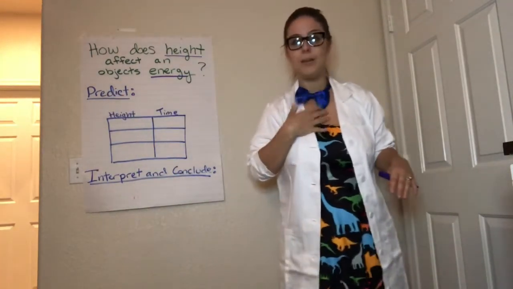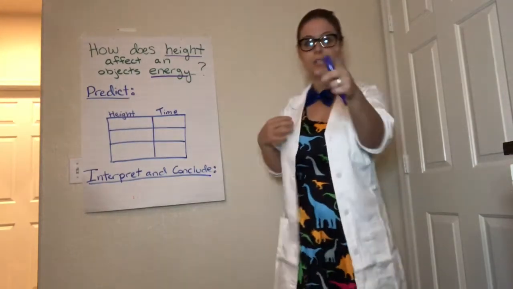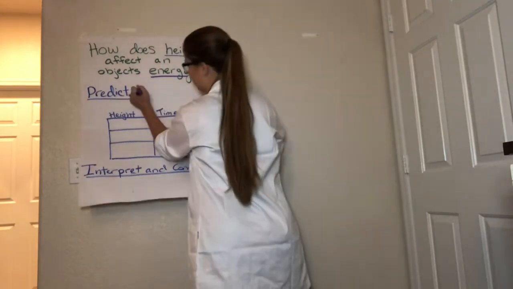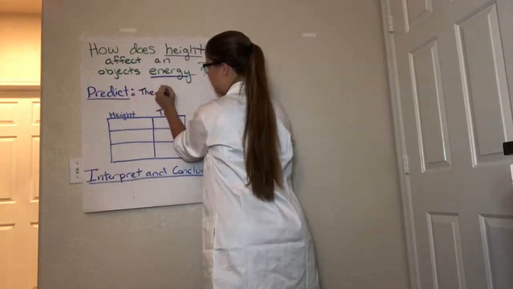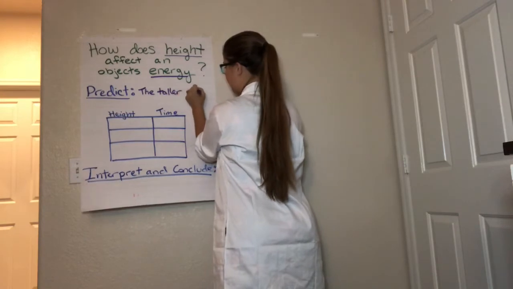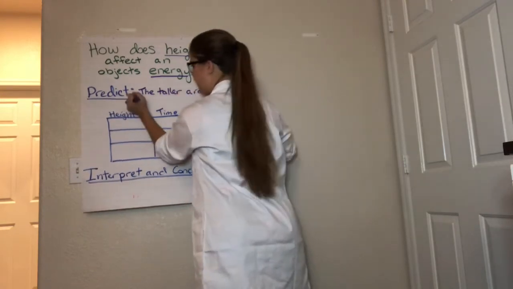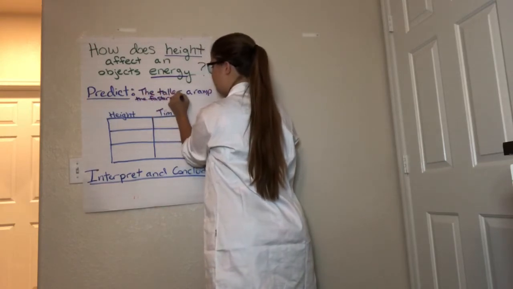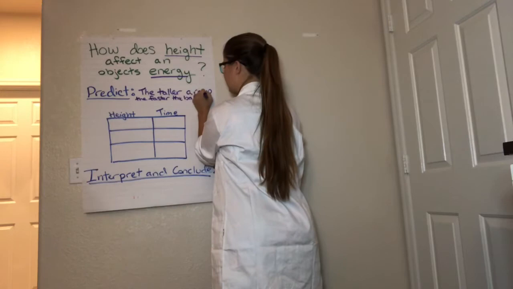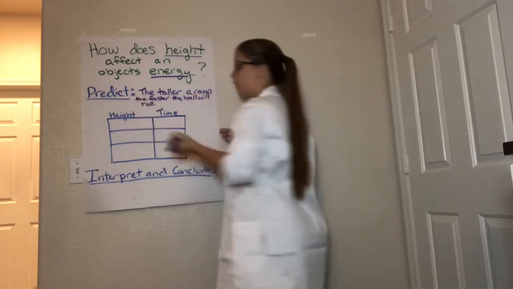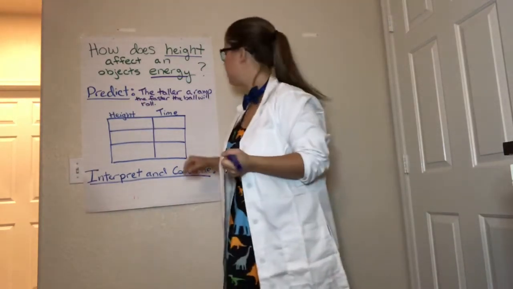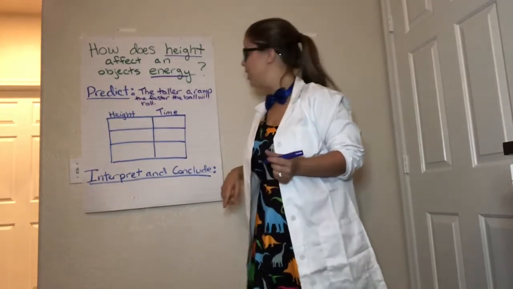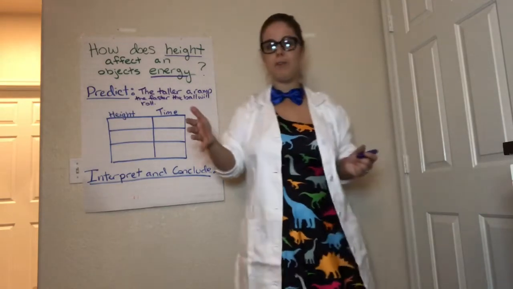Your prediction does not need to be the same as mine. We have two different science brains. Your science brain may think something different than my science brain. I'm going to predict that the taller a ramp, the faster the ball will roll. First of all, if you didn't hear it, my scientific prediction is the taller a ramp, the faster the ball will roll. All right, now I'm going to give you a minute to write down your prediction.